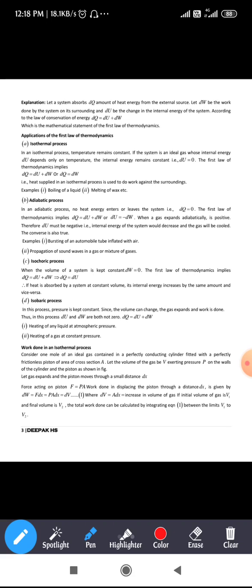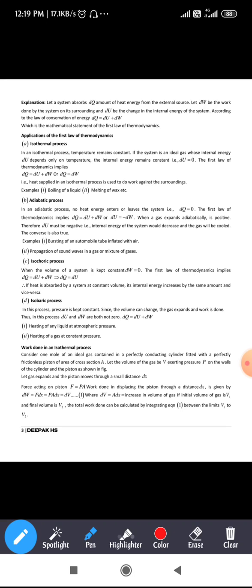So next, isobaric process. In this process, pressure is kept constant. Since the volume can change, the gas expands and work is done. Thus in this process, du and dw are non-zero. Okay, so here what happens? We are keeping the pressure constant here. Since the pressure is constant, so what happens? The volume can change, right? So since the volume can change, the gas can expand. Correct. When the gas expands, what happens? The work is done. Correct.